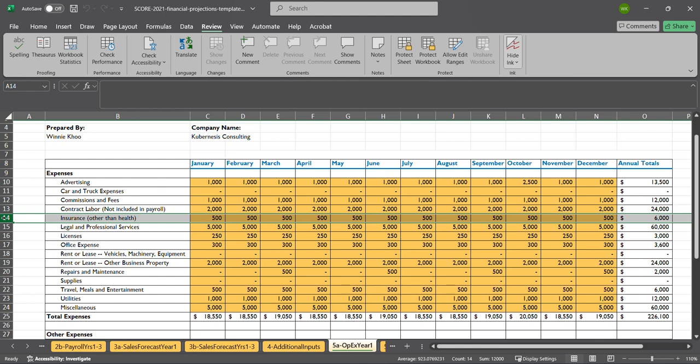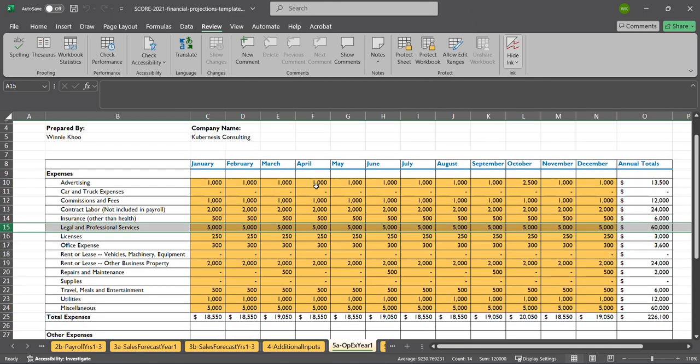Insurance. So insurance, other than health insurance, would come here. You likely need general liability, workers' comp, E&O, which is errors and omissions, or any other form of corporate insurance, and you would put it here. Legal and professional services covers basically all of your legal fees, HR, consulting, and accounting. Those are all professional services that would fall under this category.